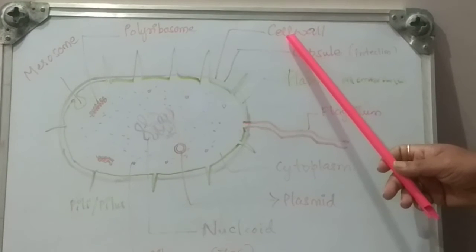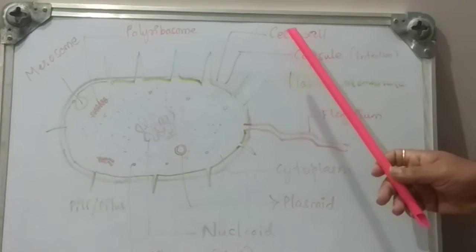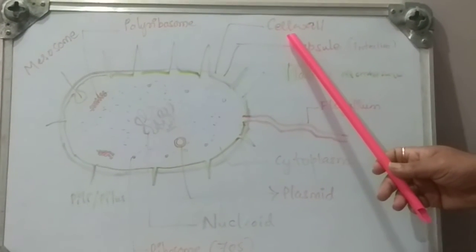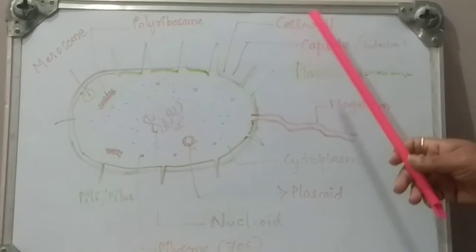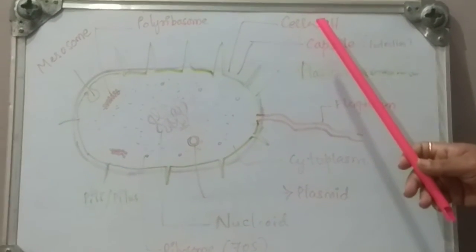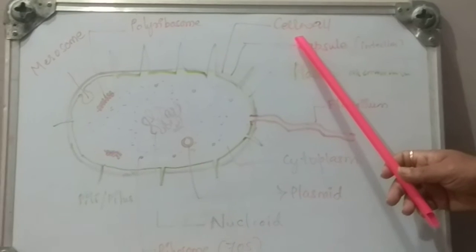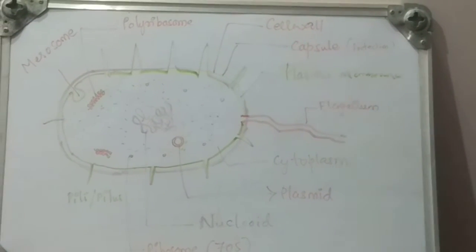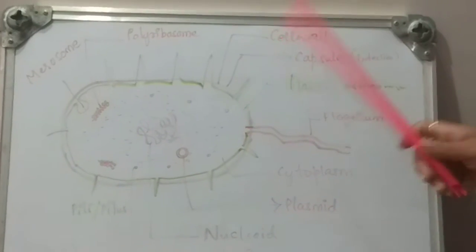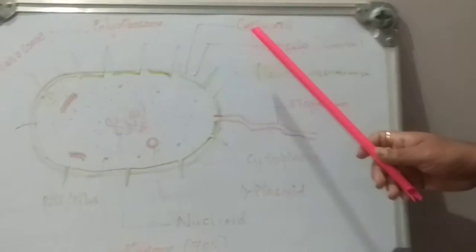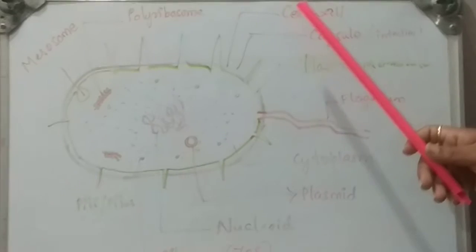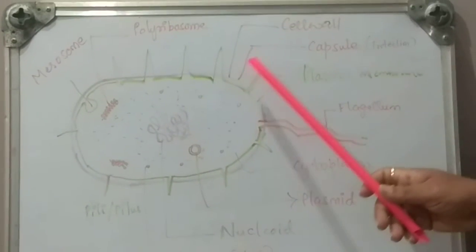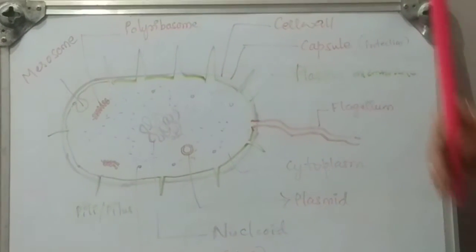In case of gram-positive bacteria, 90% of the cell wall is made up of peptidoglycan, whereas in case of gram-negative bacteria, the cell wall is made up of only 10% peptidoglycan. So this cell wall is very strong and rigid. That rigidity of the bacteria is due to the cell wall here.